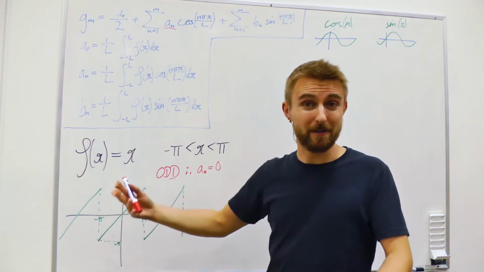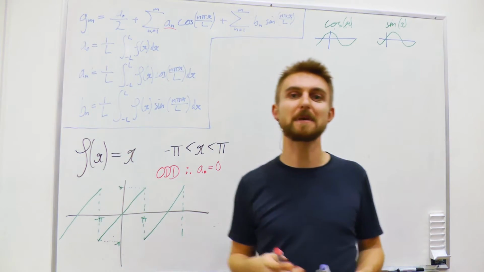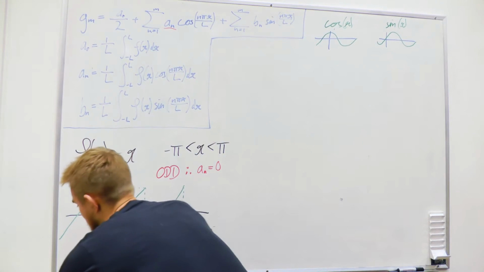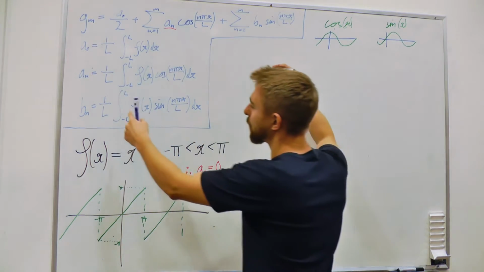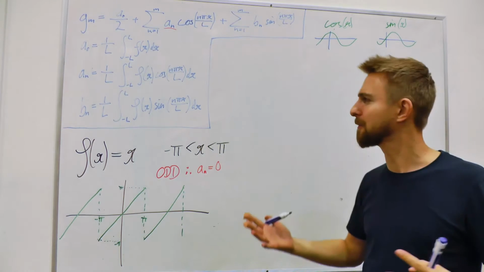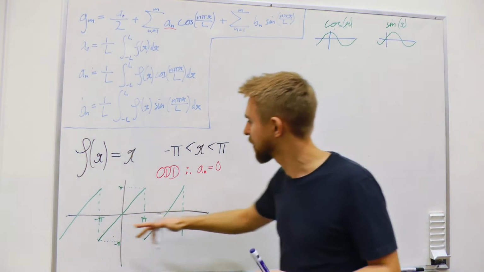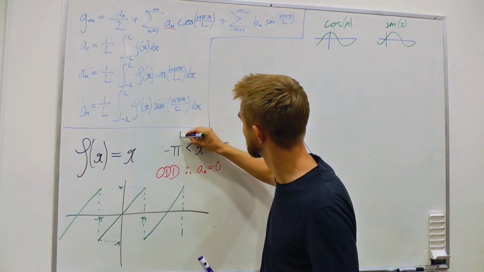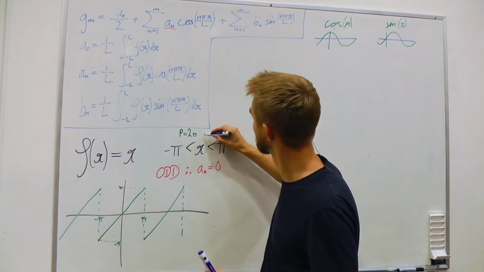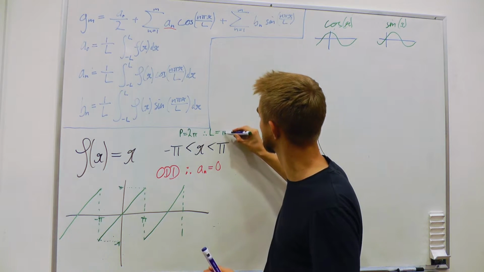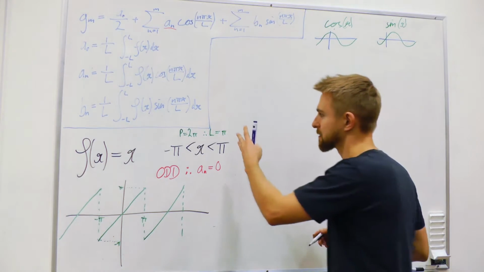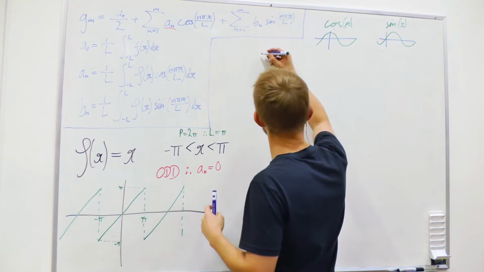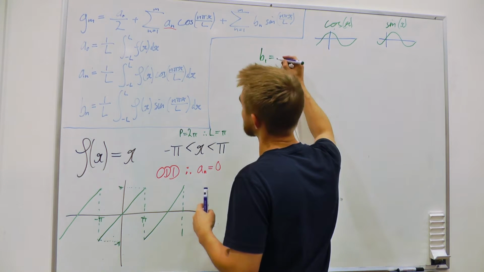So that means already we've cut down the work a lot. Already we are just looking for these bn coefficients. So let's try and find the first one. Okay, so what's this L thing? I haven't explained this. L is half the period. Our function has a period from minus pi to pi, which means its period equals 2 pi. Therefore, L just equals pi. So now we can sub all that in and try and find b1, our first coefficient.